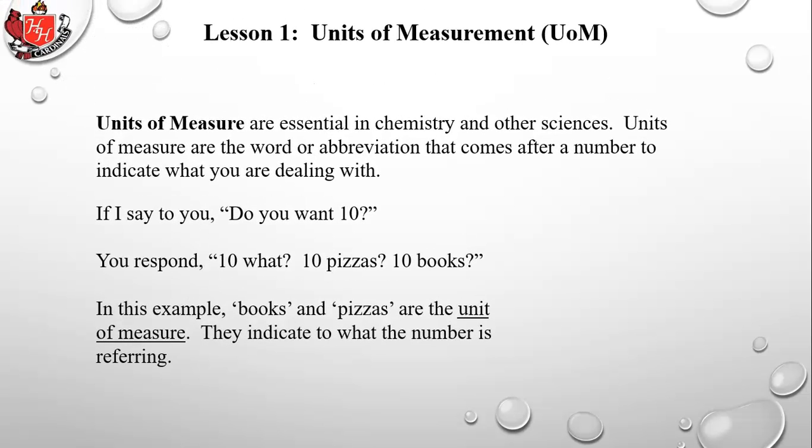Okay, so units of measure are essential in chemistry and other sciences. Units of measure are the word or abbreviation that comes after the number to indicate what you are dealing with. So there's our example again.